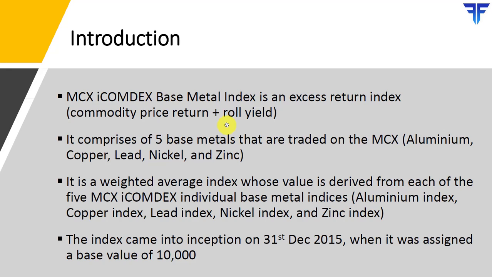The MCX iCOMDEX base metal index consists of 5 base metals whose futures contracts are actively traded on the MCX. These metals include aluminium, copper, lead, nickel, and zinc. The iCOMDEX base metal index is the weighted average of the individual iCOMDEX base metal indices, namely aluminium index, copper index, lead index, nickel index, and zinc index. Data for this index is available from 31st December 2015 onwards, when the index was assigned a base value of 10,000.